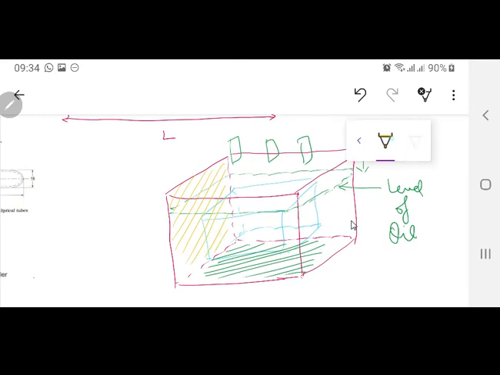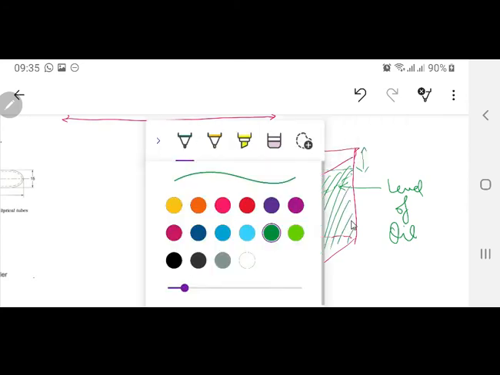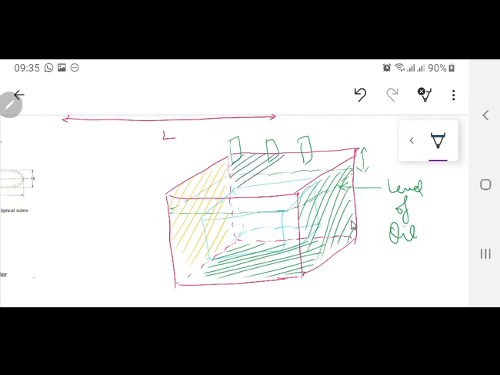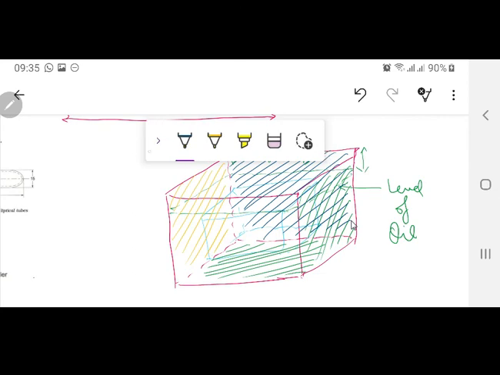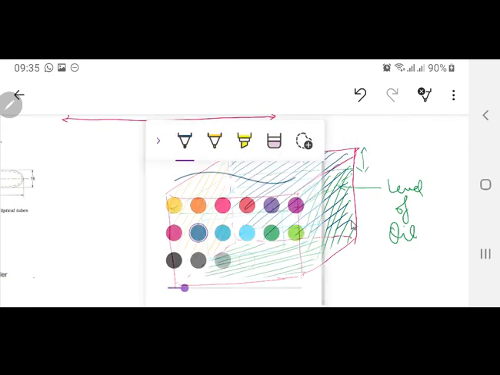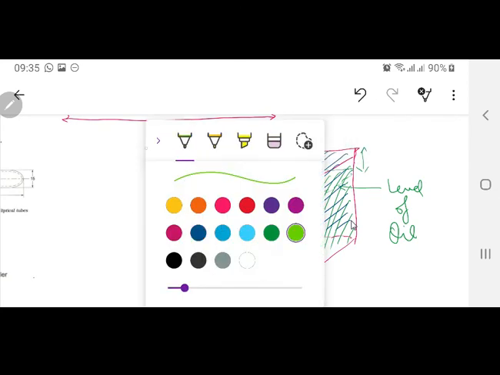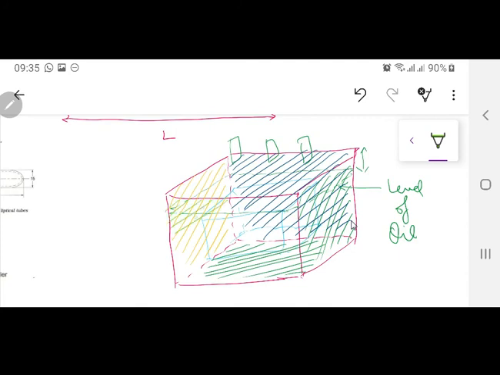This side wall, or let me make another color, this side wall. And then if I have, let me make another one, this side wall. So all the side walls, and then if I have, let me use another color, this one. So this side wall. So the four side walls are actually going to constitute the surface area of the tank, which are actually going to dissipate the heat.